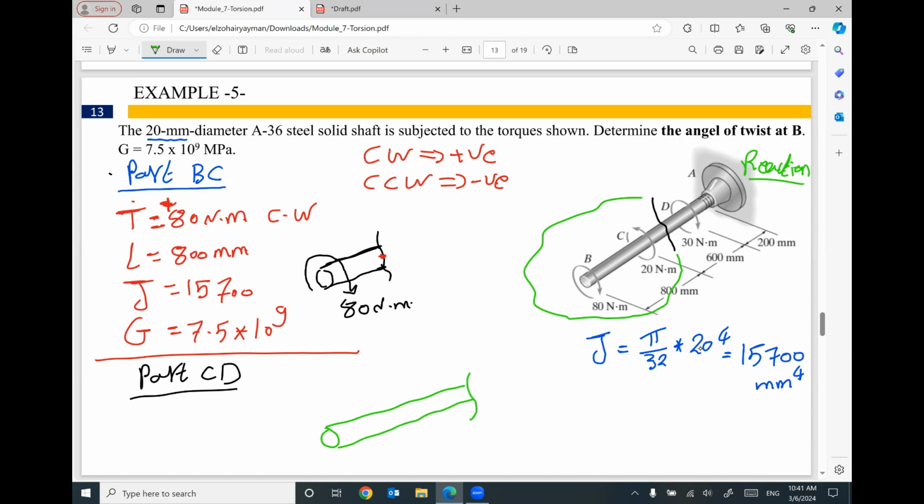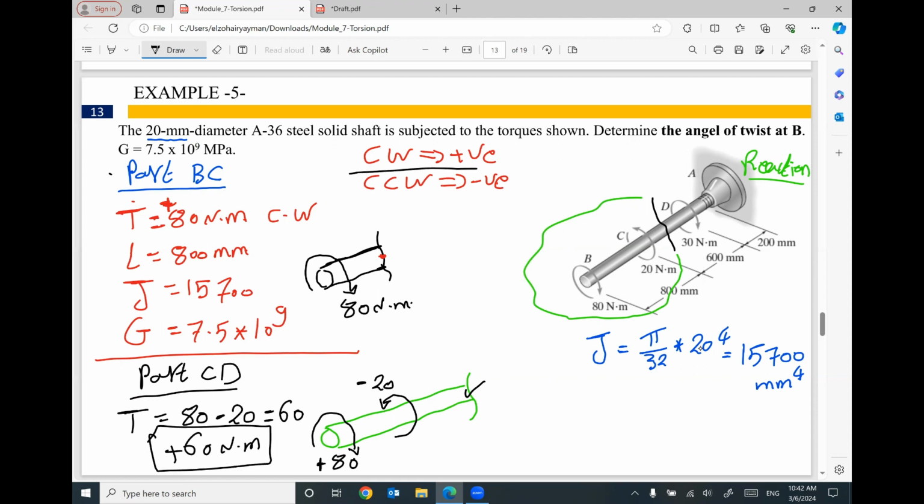We have this cut. Keep in your mind, we have a torque here rotating clockwise equal 80. We have another torque here rotating in the opposite direction equal 20. So the final torque at the cut will be subtracted, 80 minus 20, because they are in opposite directions. Because 80 is clockwise, I assumed it positive. 20 is counterclockwise, I assumed it negative. So the final will be 60 Newton meter, positive because it is in the same direction as the assumed clockwise rotation.